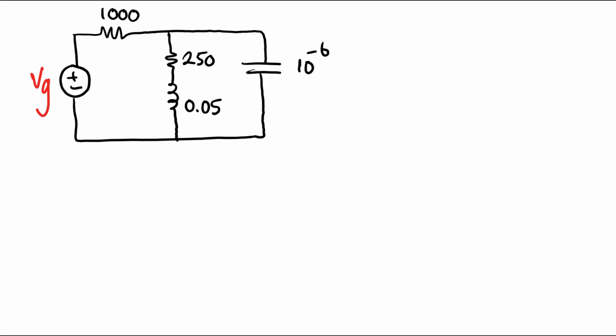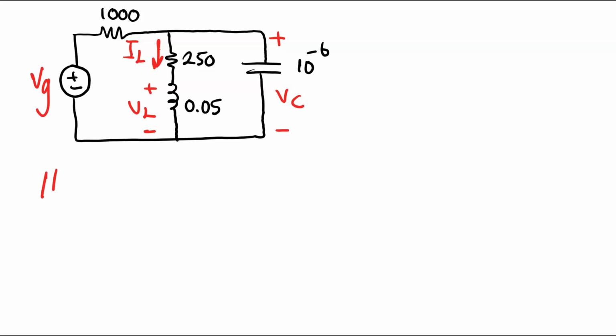So for example, we can focus on the voltage of the capacitor, which is VC, or we can focus on the voltage of the inductor, or the current of the 250 ohm resistor, which is the same as IL. So these are different parameters that I can consider as the output of my transfer function.